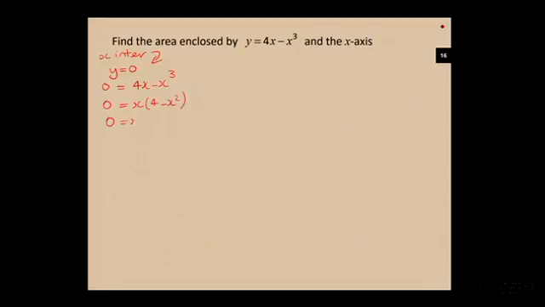Keep factorizing. It's called a difference of 2 squares. It gives me 3 answers. So keep an eye on me. I'm getting 2, 0, and minus 2. It is a minus x cubed.